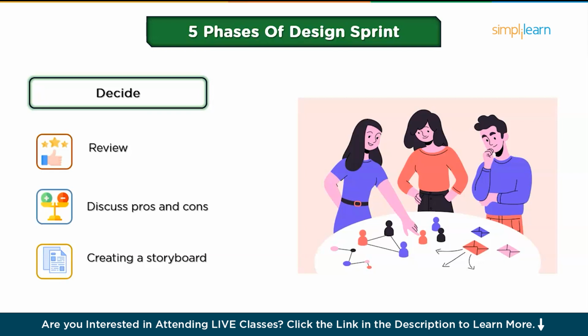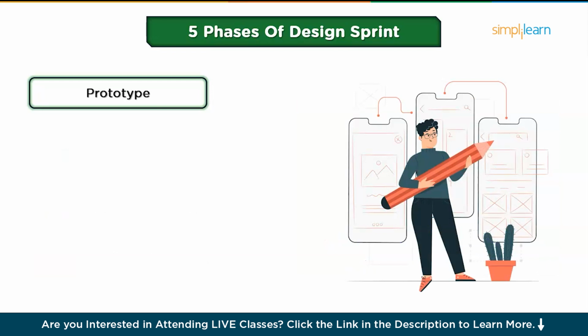So for example, the team evaluates the sketches and decides to focus on the smart search bar and category-based navigation, in the example of a grocery app. They create a storyboard showing how a user will search for items, add them to cart, and complete the checkout process. So by the end of this phase, the team has a clear idea of the solution they will prototype. Now let's move on to the next phase, which is prototype.